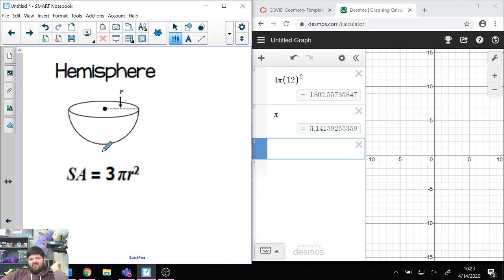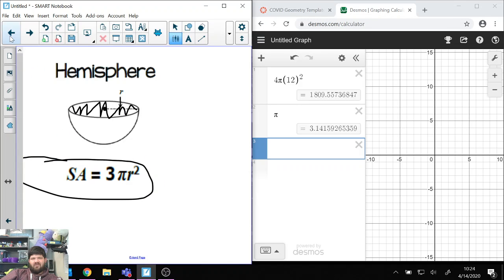And if you look at the surface area of a hemisphere, it is 3 pi r squared. So if you want to remember, because again, this picture illustrates it really well, you have to count the area of this circle on top, and the area of a circle is pi r squared. So this is the surface area for a hemisphere, 3 pi r squared.